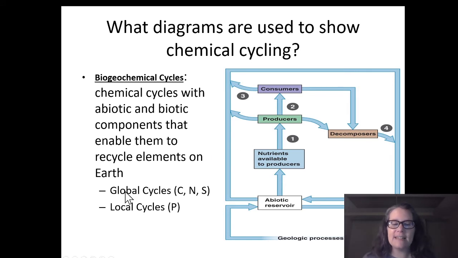We typically divide chemical cycles into global cycles or local cycles. Global cycles are those with an atmospheric component, so some kind of gaseous component like carbon dioxide or nitrous oxide or sulfur oxides that get into the air and can travel quite far across the Earth's surface. Local cycles are those that don't have a gaseous component, so they're typically more locally transferred around. Phosphorus is an example of this. It's tied to rock material and doesn't have a gaseous component.